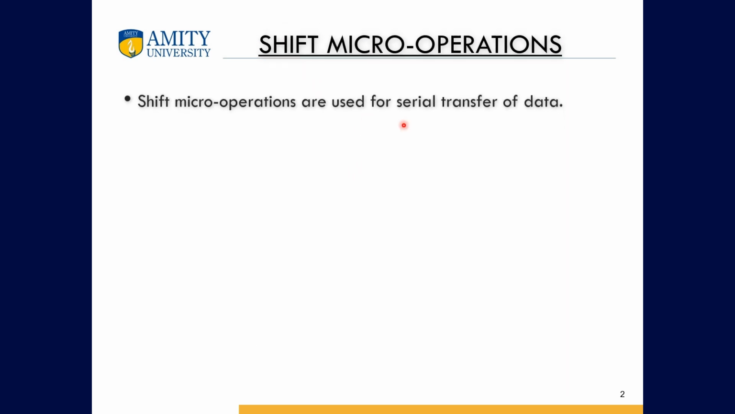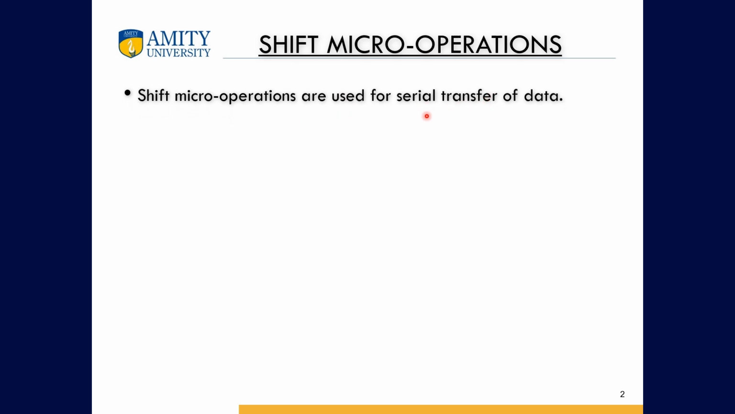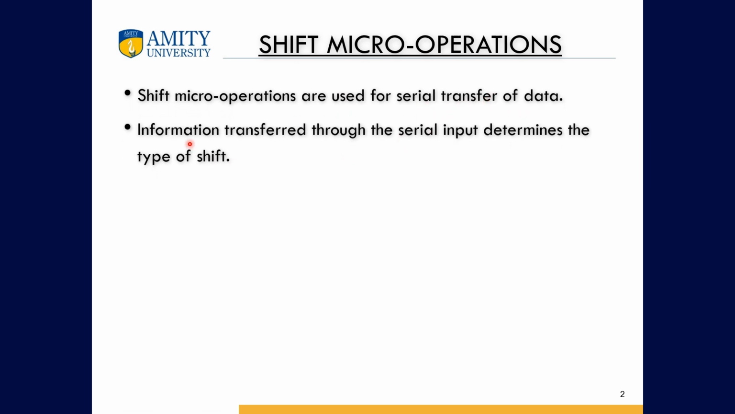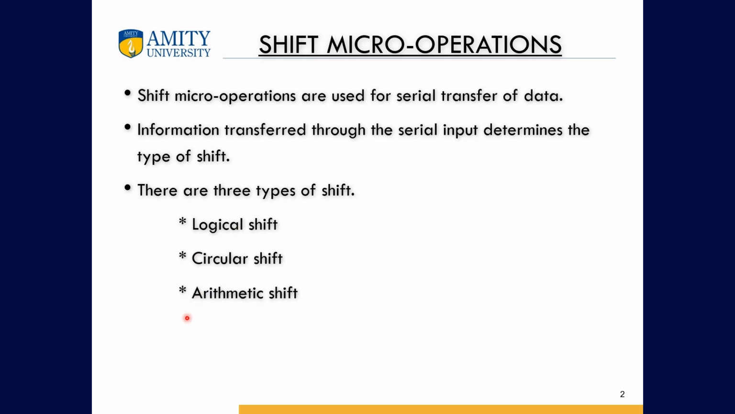So first of all, what are shift micro operations? These are basically used for serial transfer of data. Information is transferred through the serial input and it determines the type of shift. There are mainly three types of shift: the logical shift, the circular shift and the arithmetic shift.